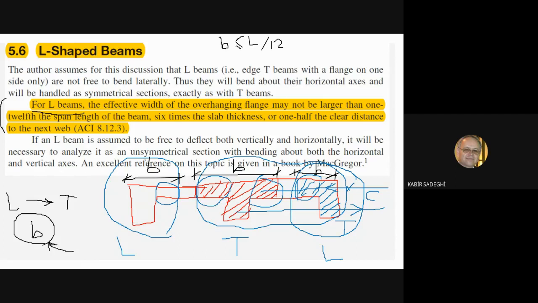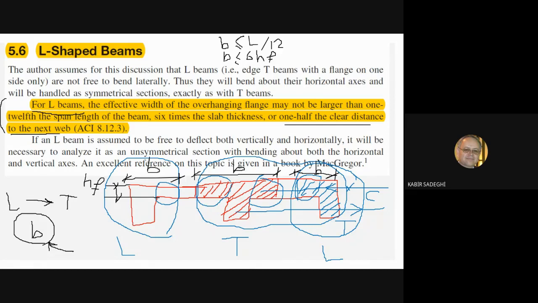And the second one is 6 times the slab thickness. Therefore, B should also be less than 6 times HF, which HF was the flange thickness or the thickness of the slab. And 1/2 of the clear distance.